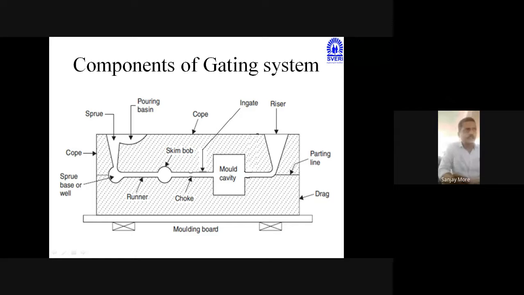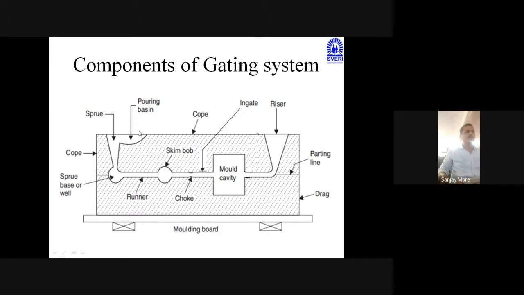Concluded? See the different components of gating system here. Spur. Spur means you have to pour the liquid molten metal here. This one is a core. This one is a cope, that is, the upper molding box, and this one is a drag, the lower molding box. In between, the parting line will be there. This cope and drag molding box are separated with the help of the parting line.